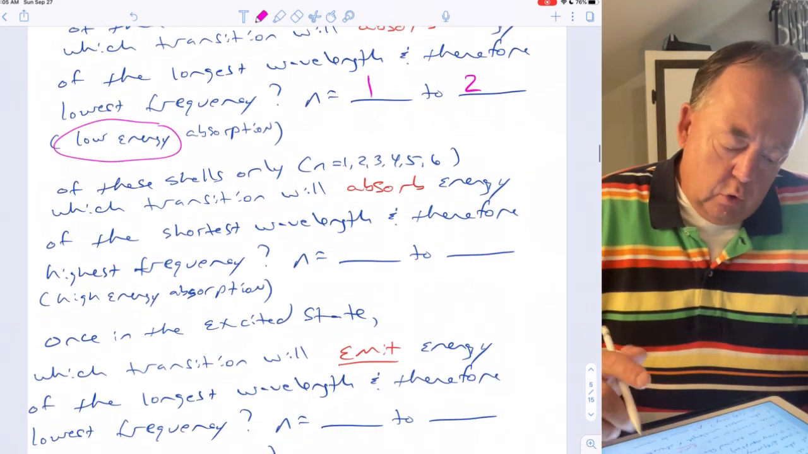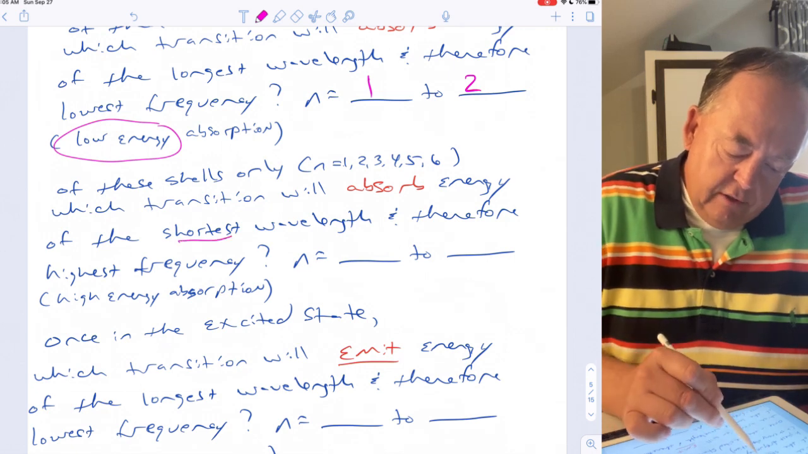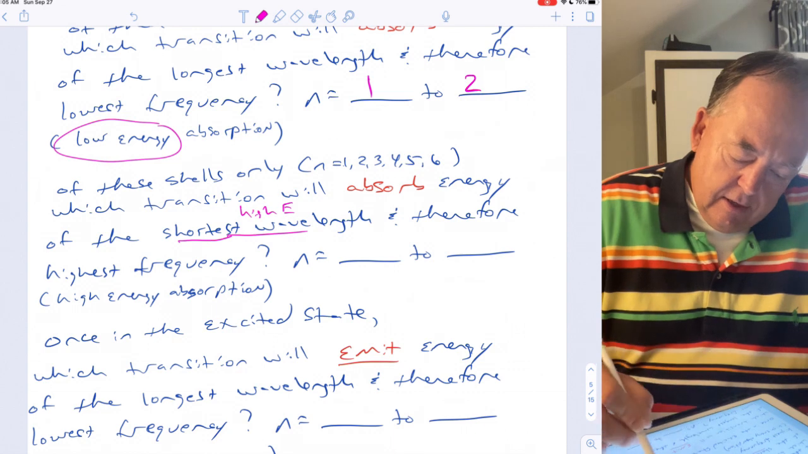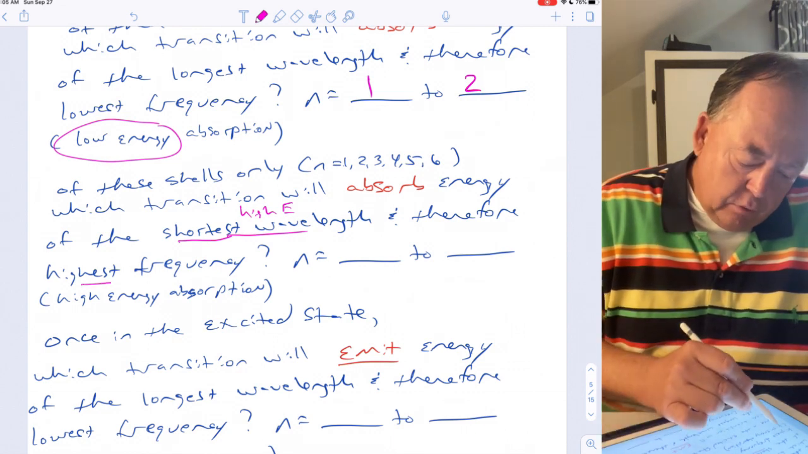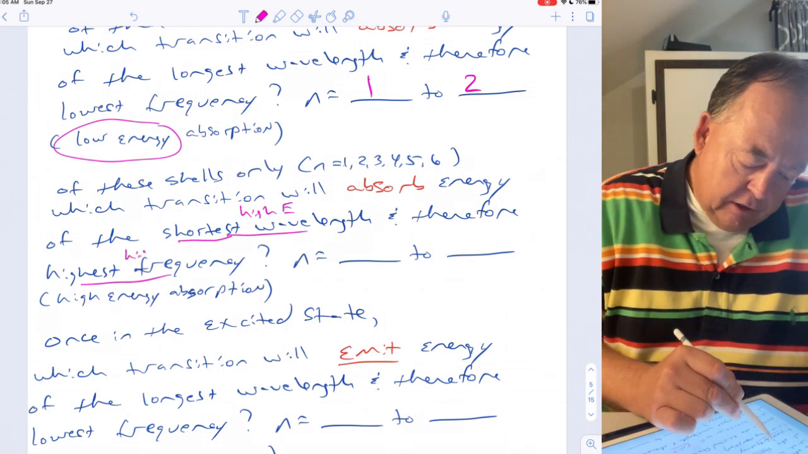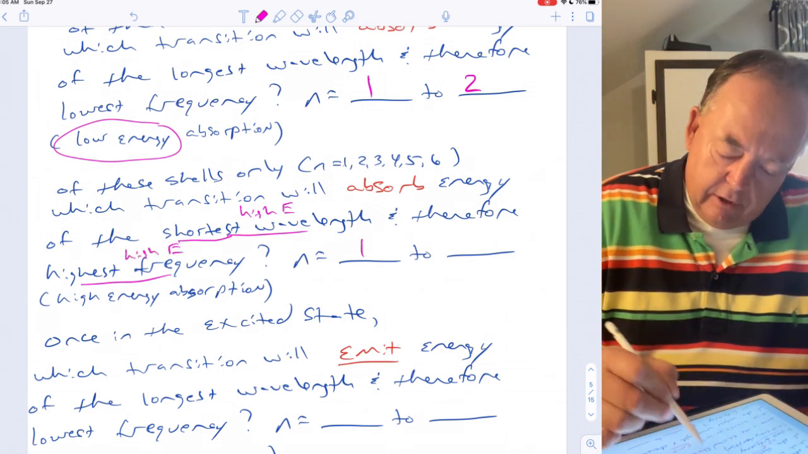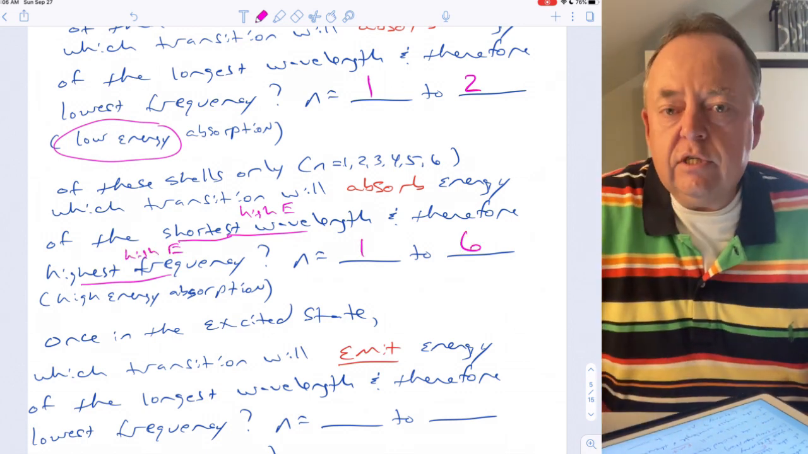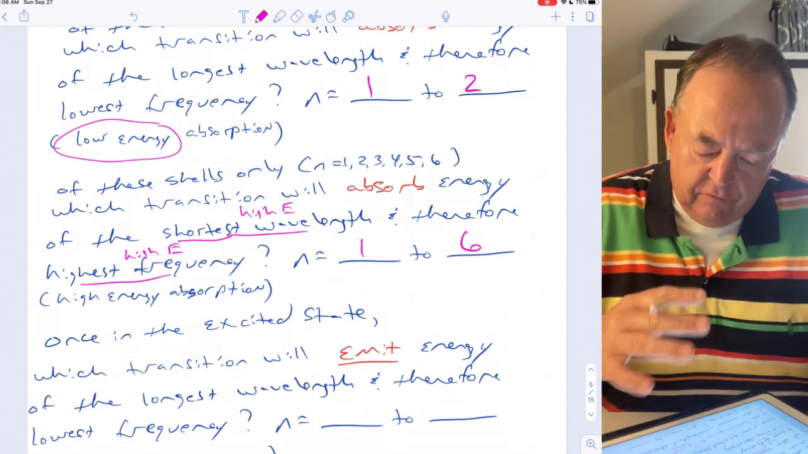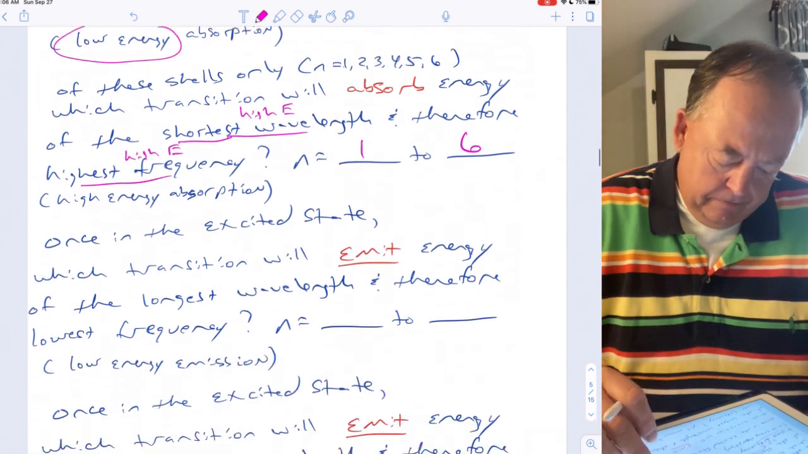And which will absorb energy of the short wavelength? This means high energy. Short wavelength means high frequency, and that means high energy. So it would move from the n equals 1 to the n equals 6 shell if it's going to be the highest energy absorption of these 6 possibilities.